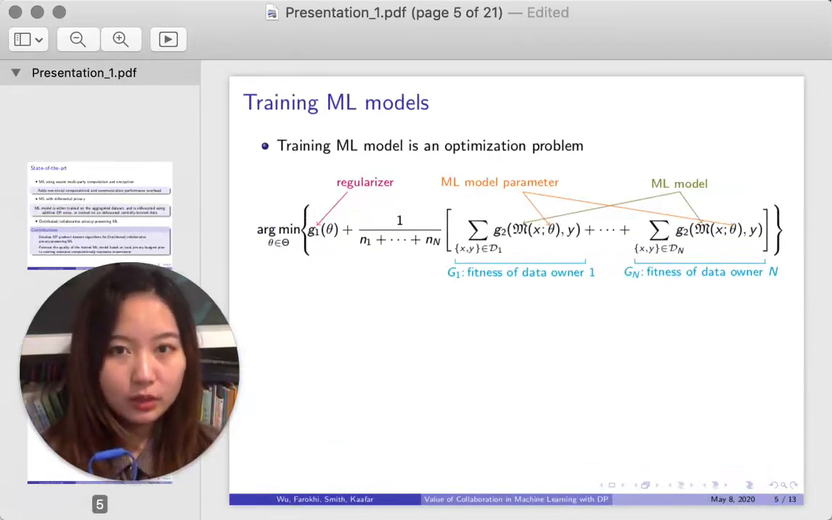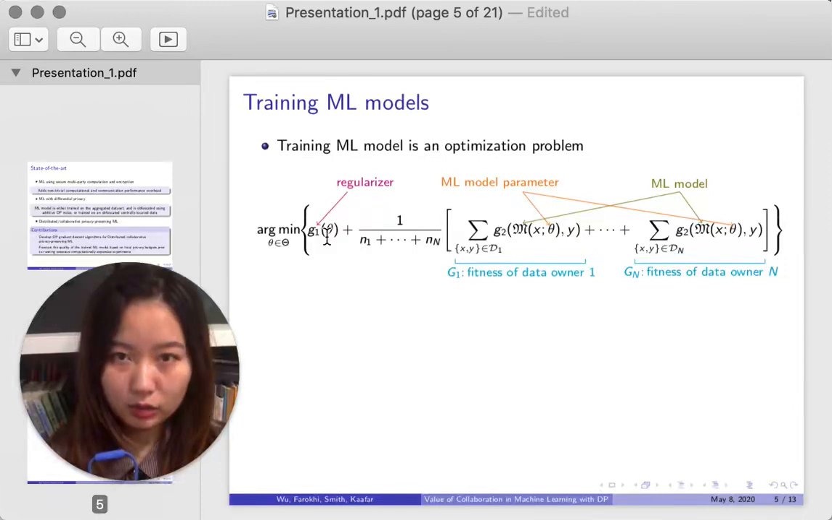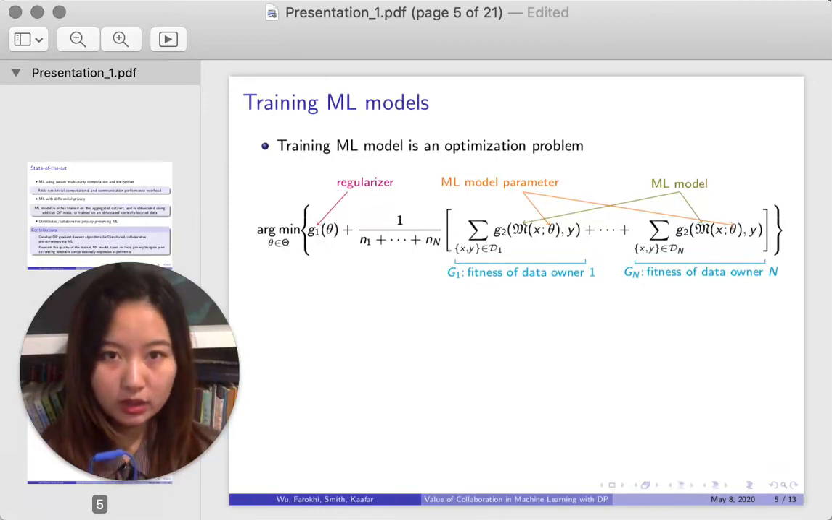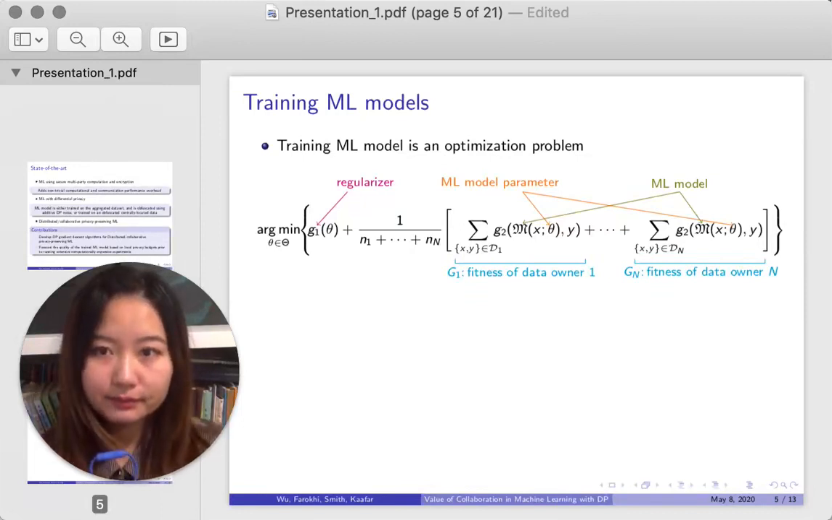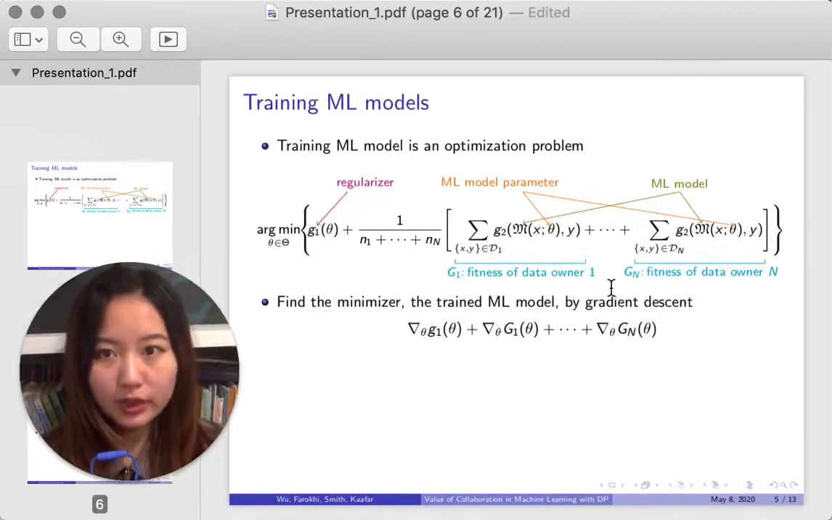Suppose the data owners could come to an agreement to share private data. The learning agent could train the machine learning model by solving this optimization problem as shown in this equation. This equation has two components. The first part is a regularizer. This part is used to avoid overfitting. And the second part is the fitness of all data owners, which captures the distance between the outcome of the trained machine learning model and the actual output. Then, the minimizer is found by the gradient descent of this equation.